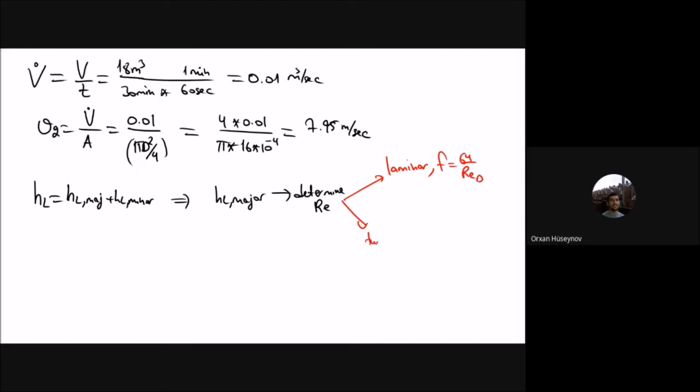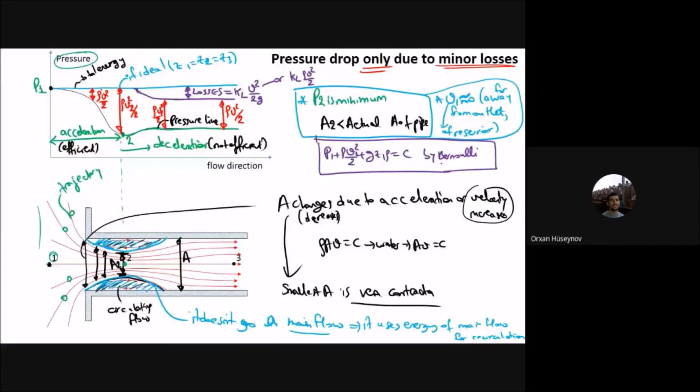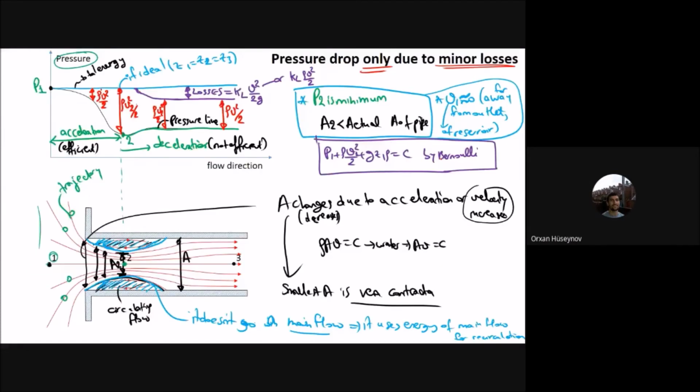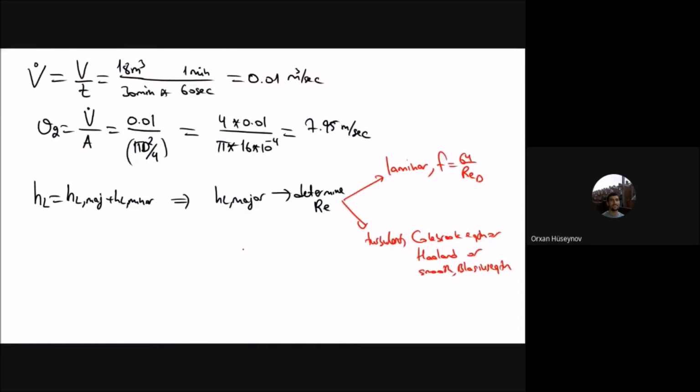But if it is turbulent, you have to use the Colebrook equation, or you can use the Haaland equation, or if it is smooth, you can use the Blasius equation. Therefore, we should determine the Reynolds number, because f is a function of the Reynolds number and the relative roughness. If the Reynolds number is small, you will have laminar flow; if it is large, you will have turbulent flow. Now let's find the Reynolds number to find HL major.